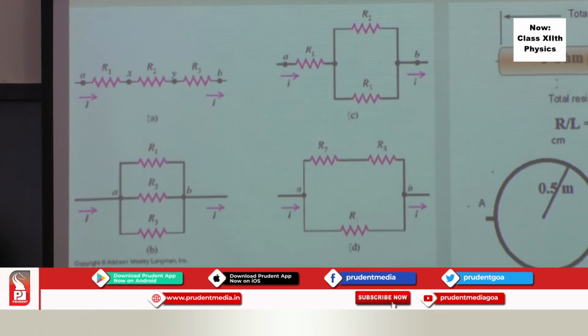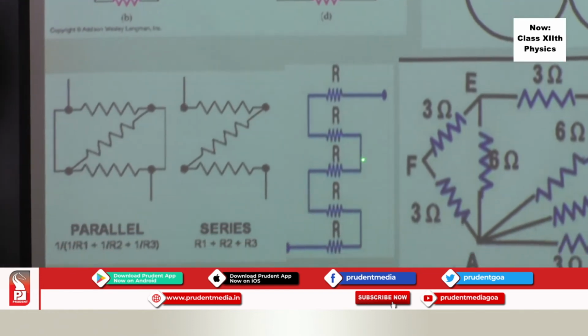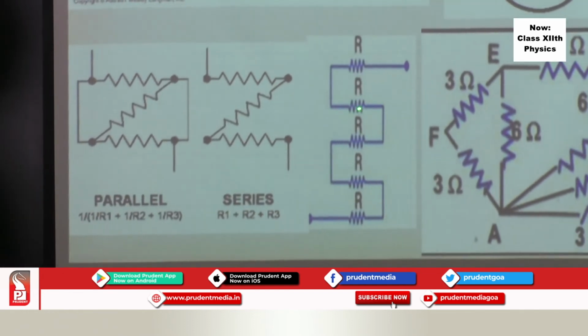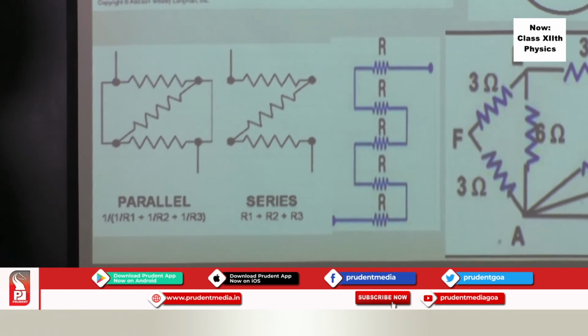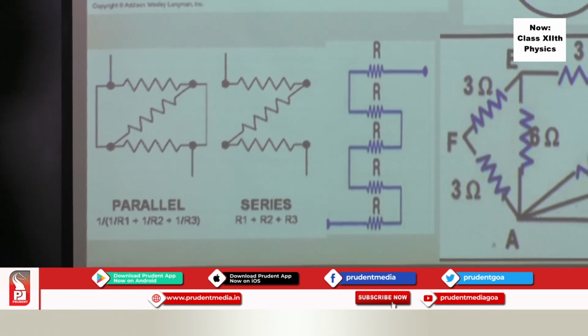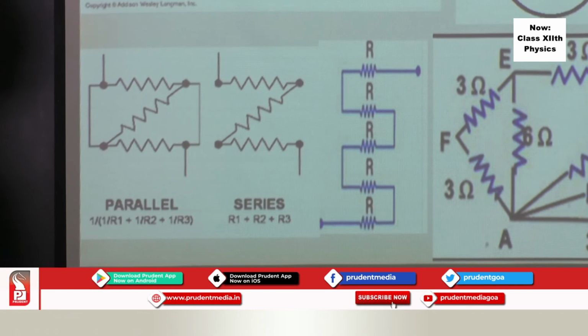There are also these chains. It looks like a parallel connection, but it is a series connection. The same current is flowing. Here, it is a parallel connection because they are connected between two common points.